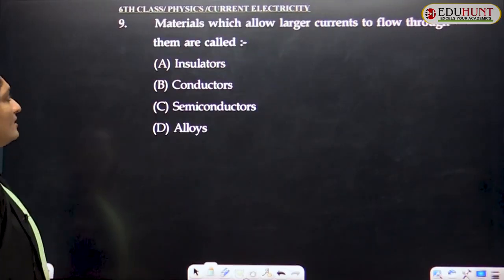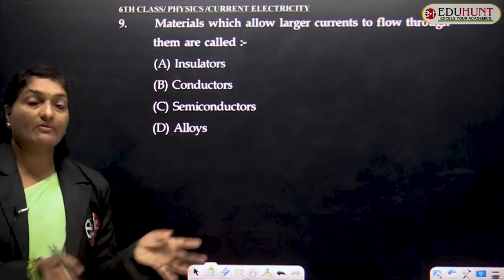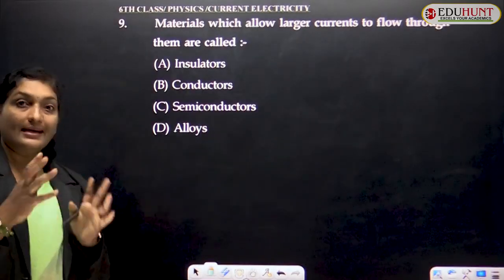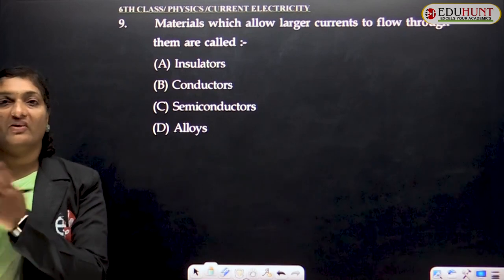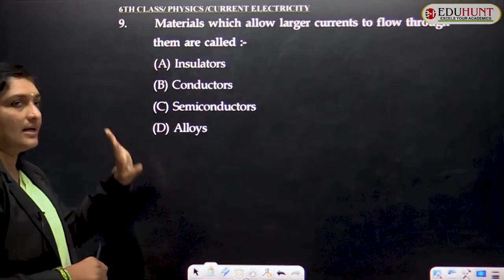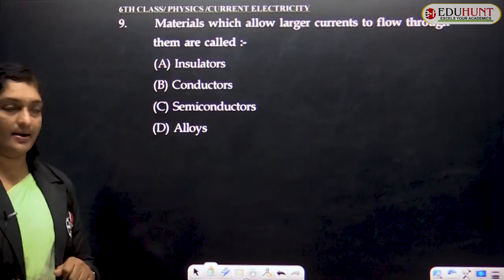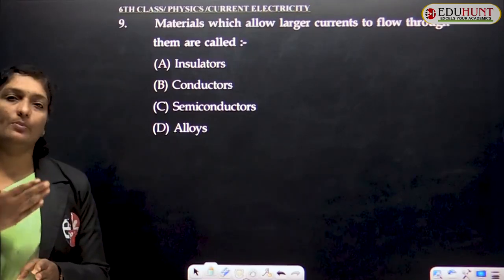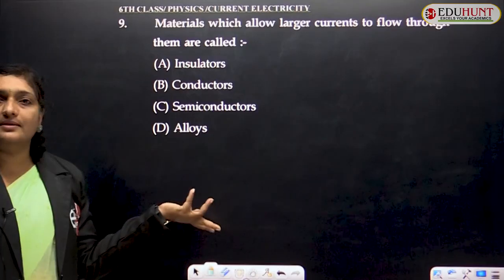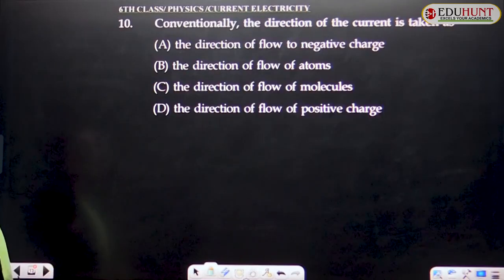Well, the next question. Materials which allow larger currents to flow through them are called what? Which is a good conductor? Conductors allow the charges to flow through them, whereas insulators will not allow the charges to flow through them. Metals are good conductors, as there are a large number of free electrons to constitute the current. Semiconductors are a different topic; they partially allow it. So the materials which allow large current to flow through them are your conductors. The best example is metals. So, option B is correct. Now, the next one, 10th.